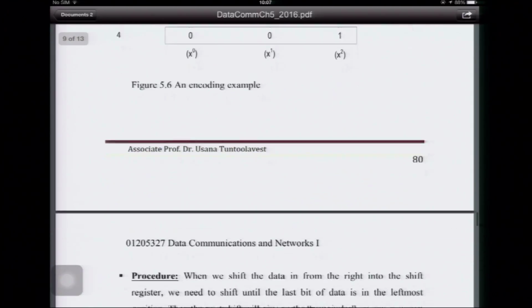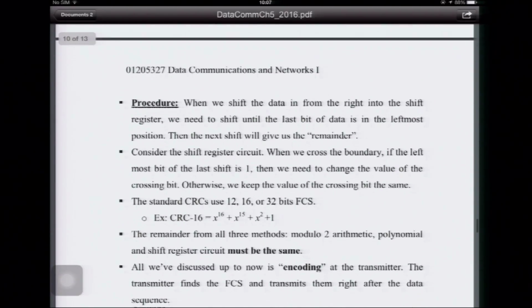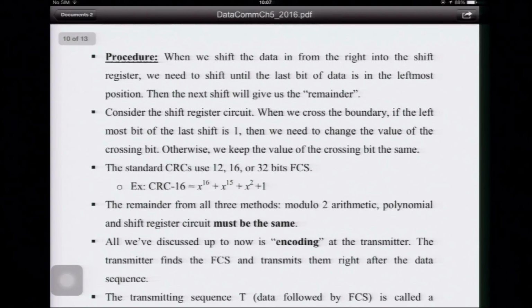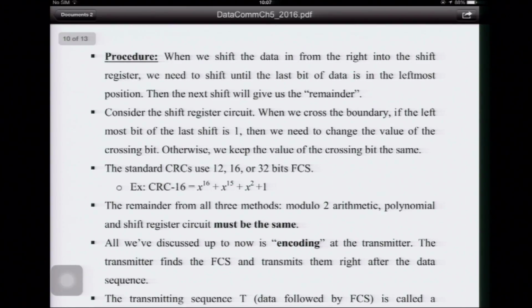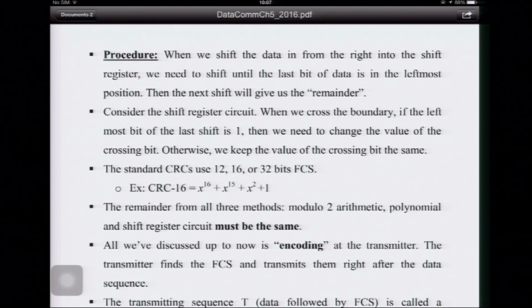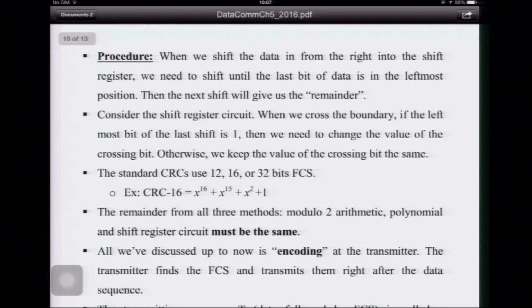When we are done with the encoding, then we will continue with the decoding. Now let's look at the procedure a little bit on the encoding. We will shift the data in from the right into the chip register, and we will shift until the last bit of data is in the leftmost position. So this means that the next chip will give us the remainder.